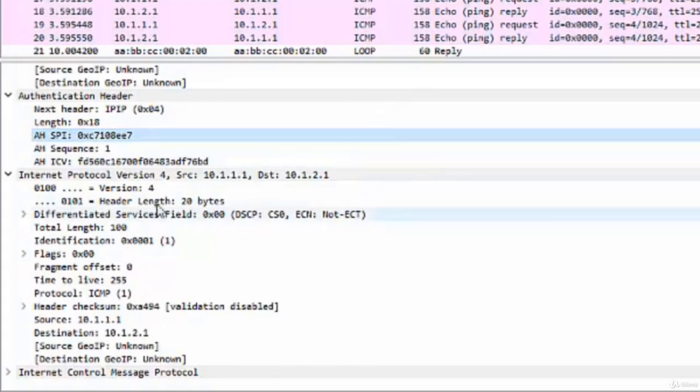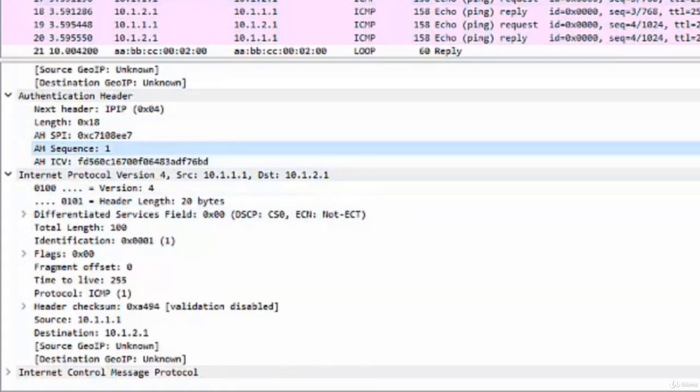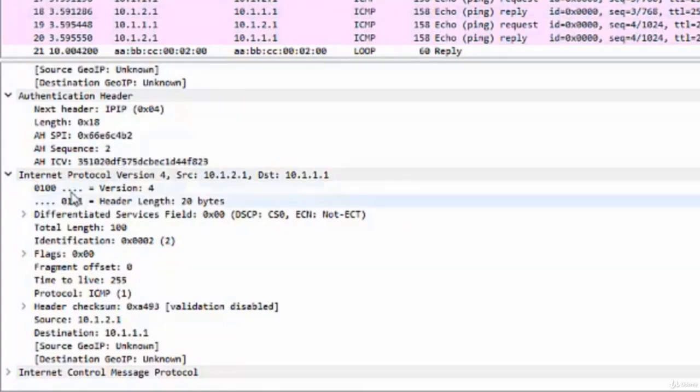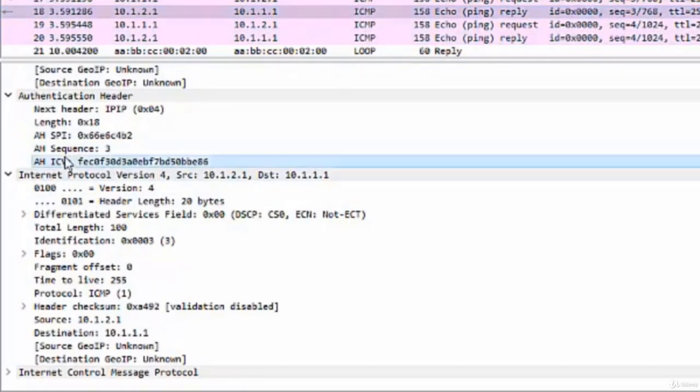If you look at the authentication header, you have the security parameter index that lands that traffic on the correct security association. And then you have the sequence number that increments. So the request reply pair has the same sequence number. The second request reply has a different sequence number. This is incremented by 1 for every pair of request and response.